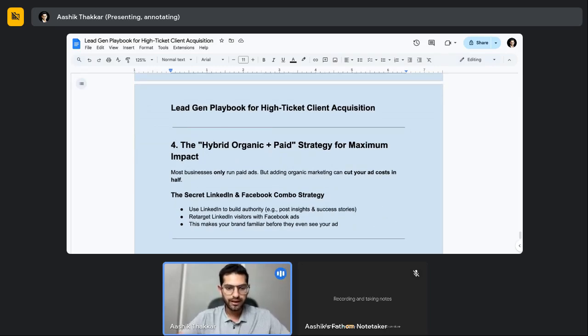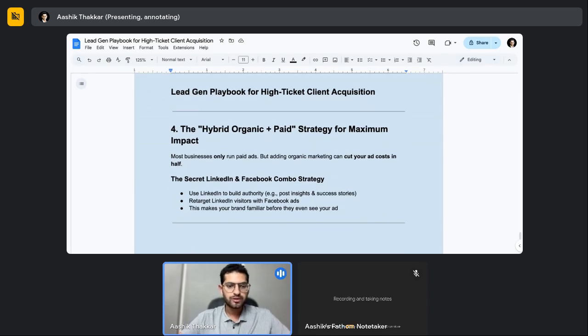The secret LinkedIn and Facebook combo strategy. Use LinkedIn to build authority, post insights, value addition posts, solving their problems, and sharing success stories. Retarget LinkedIn visitors with Facebook ads. This can amazingly work well for you. This makes your brand familiar before they even see your ad.